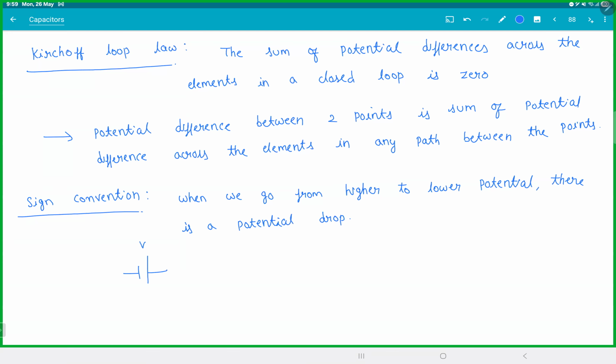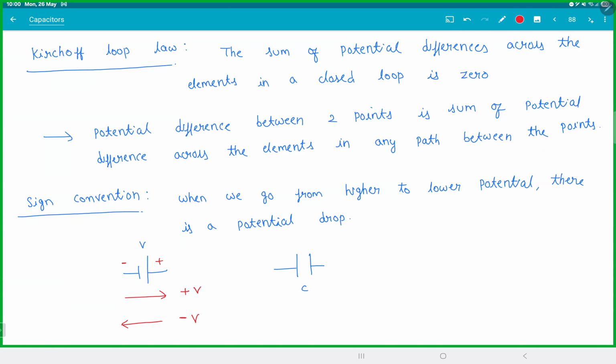If you have a battery V, negative terminal, positive terminal. If you go from negative to positive terminal, that is left to right in the battery like this, the potential increases. So it is plus V. If you go from right to left here, you're going from plus to negative, so potential will decrease. So the drop is minus V. Make sense? Straightforward. You go through the battery from minus to plus, potential increases. You go from plus to minus, potential decreases.